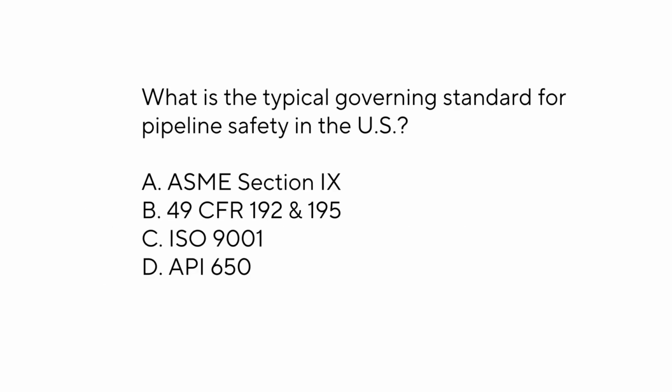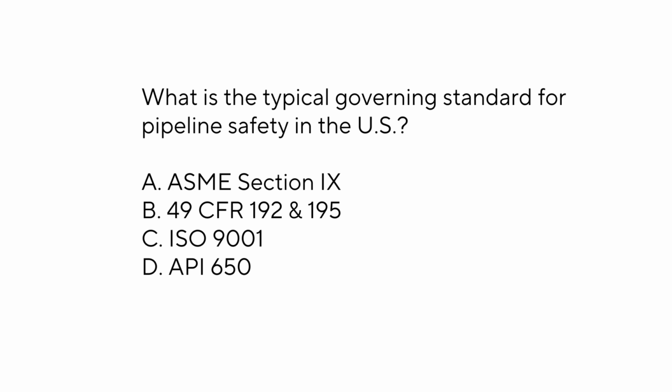What is the typical governing standard for pipeline safety in the US? A. ASME Section 9. B. 49 CFR 192 and 195. C. ISO 9001. D. API 650. Answer: B. 49 CFR 192 and 195.